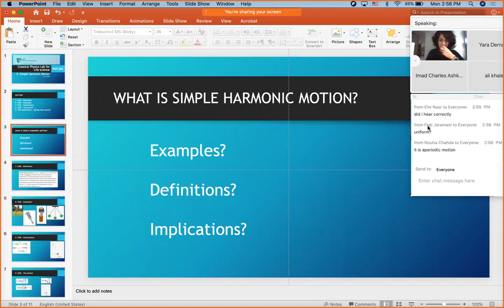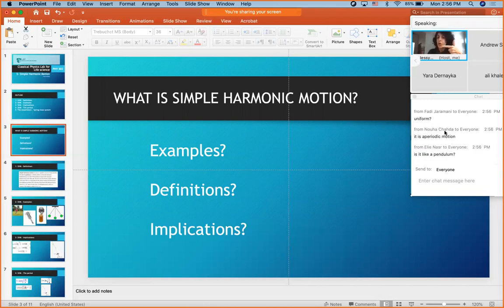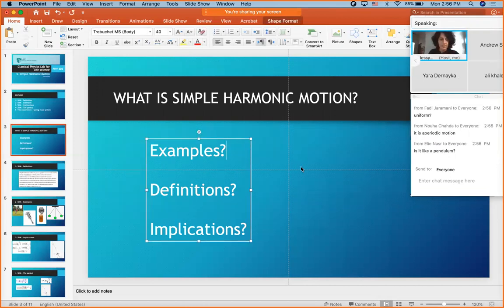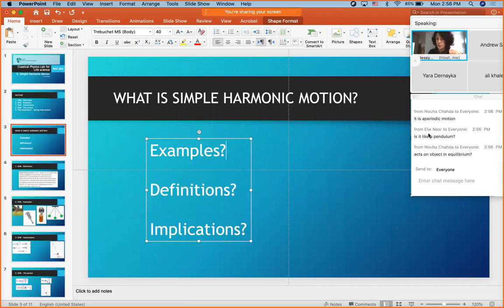All right, so Nuha said it's a periodic motion. Yes, all simple harmonic motion is periodic. Any uniform motion is a different type of motion. Yes. A pendulum could be a good example, but not all types of pendulum. Some pendulums will not give you simple harmonic motion. An object at equilibrium is not in simple harmonic motion.